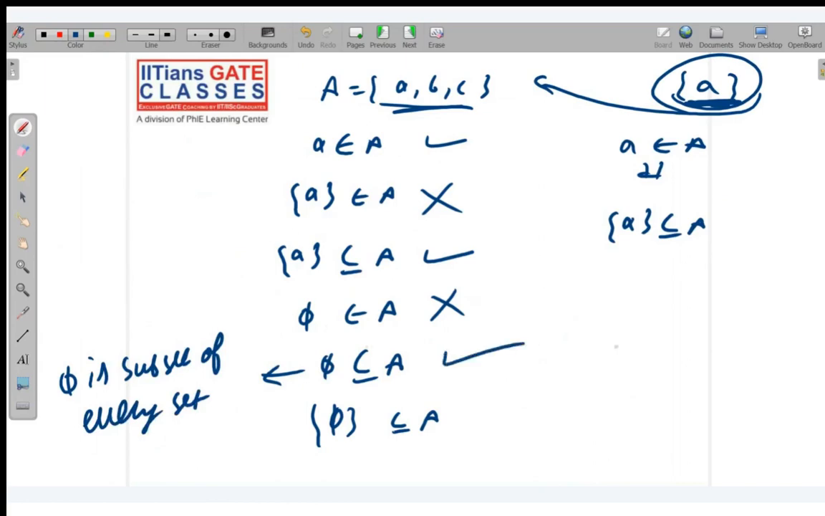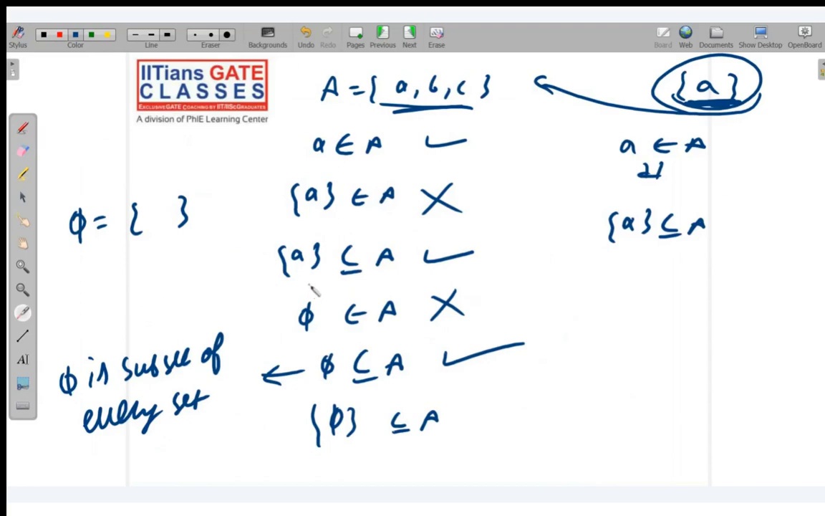And if you want to prove why this is so, you will simply say how phi is written. Phi means nothing, so in curly brackets there is nothing here. Now if you argue with me, sir, phi is not a subset of A, then I will say, please give me any element here which is not present in A. You are not able to give me any element here which is not present there.